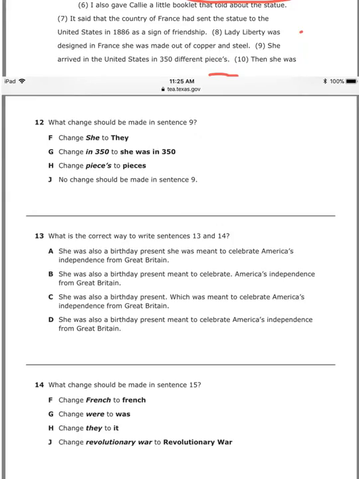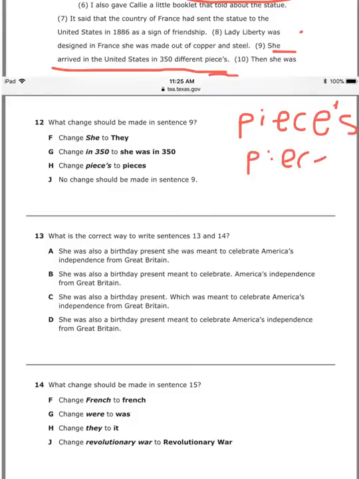Okay, question 12. What change should be made in sentence 9? I am going to underline sentence 9. It says, she arrived in the United States in 350 different pieces. Okay. Pieces with apostrophe S means a piece of. Okay, that's the rule. I can say, she arrived in the United States in 350 different pieces of. Is that okay? It's not okay. I had already underlined that. I'm going to use my yellow. This is my mistake. Change "she" to "today"?